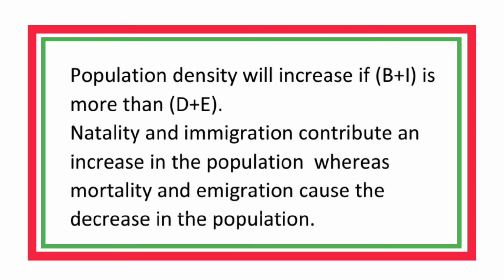Population density will increase if B + I is more than D + E. Natality and immigration contribute an increase in the population, whereas mortality and emigration cause the decrease in the population.